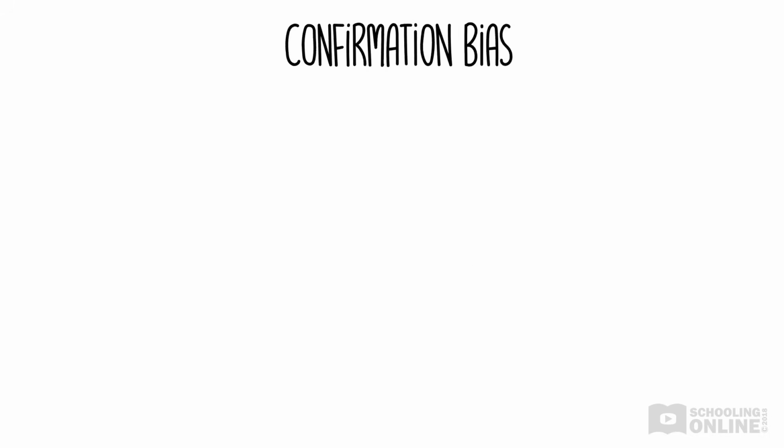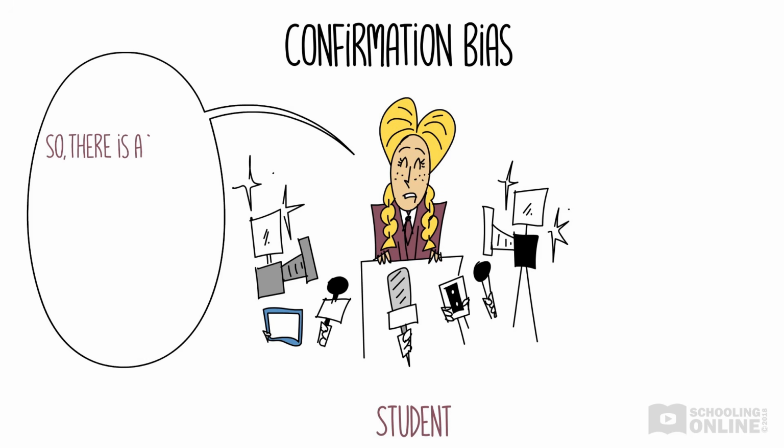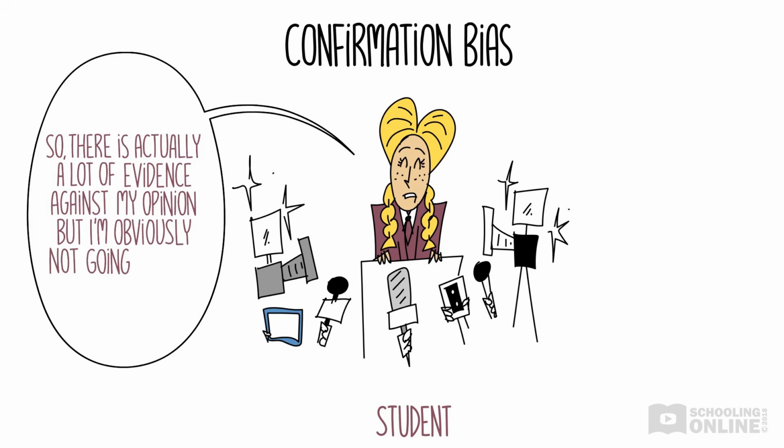First up is confirmation bias. This is when you favour information that fits with your point of view, so that you dismiss and ignore anything that contradicts your opinion. This bias is more common than you might think.